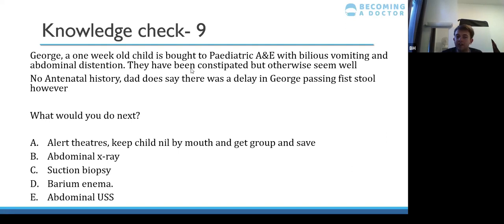Would you alert the theatres, keep the child nil by mouth, and get a group and save? Would you do an abdominal X-ray? Would you do a suction biopsy? Would you do a barium enema? Or would you do an abdominal ultrasound? A bit of time to think about the question and answer.